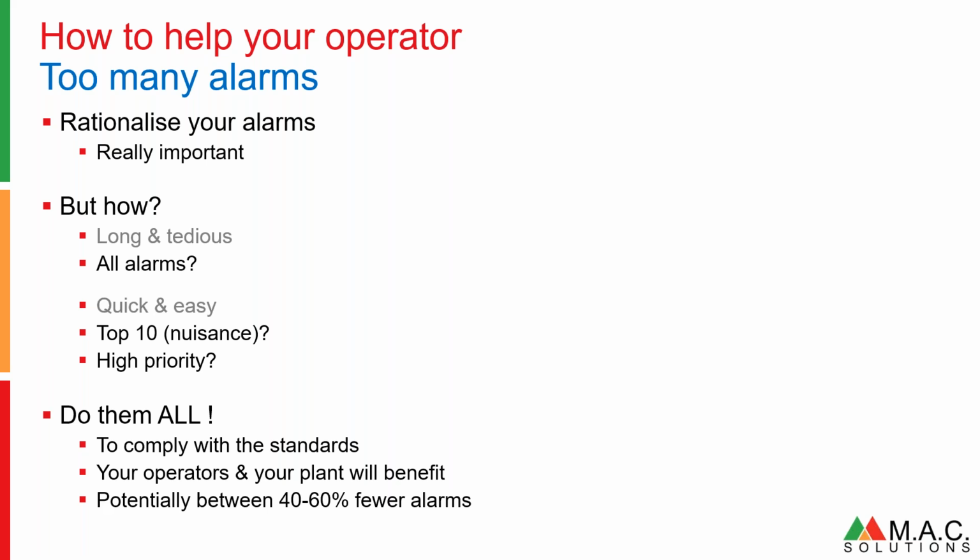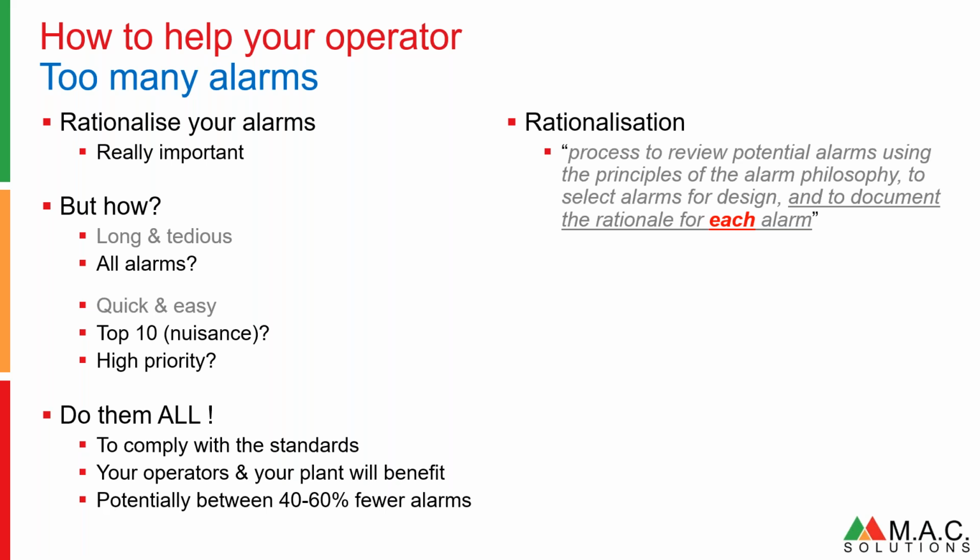I'll show the statement in a second. But if you rationalize all of your alarms, your plant will benefit. Your operator will benefit because all of a sudden you don't have all the nuisance that they have to deal with. They can concentrate on managing the plant. Potentially, I've often seen between 40 and 60% of alarms disappear because they're not alarms. People have configured them, there's no need. If you look in the standards, the statement I mentioned a second or so ago, the standard says rationalization is a process to review potential alarms, and to document the rationale for each alarm. So the standard says you have to document the rationale for each alarm.